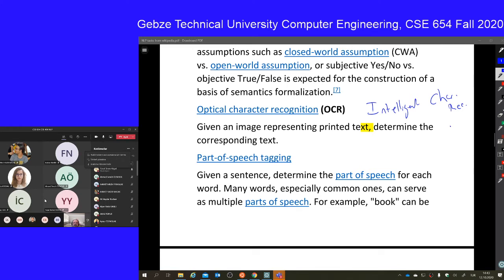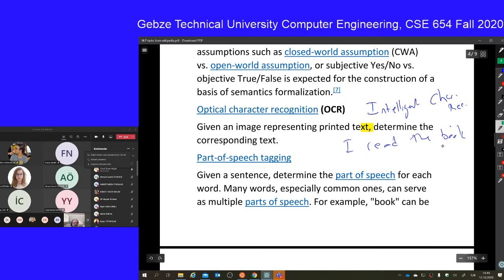Part of speech tagging takes, for example, a sentence and marks each word for the part of speech. For example, I read the book. Okay. This is a noun. Okay, this is an article. Determiner. This is a verb. And this is a pronoun. Okay. So, each word is marked by a label.